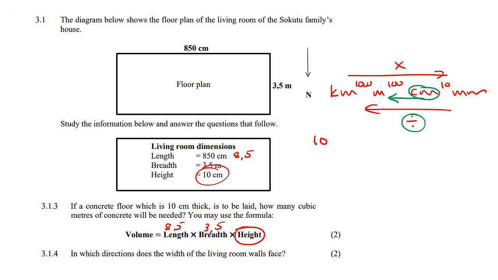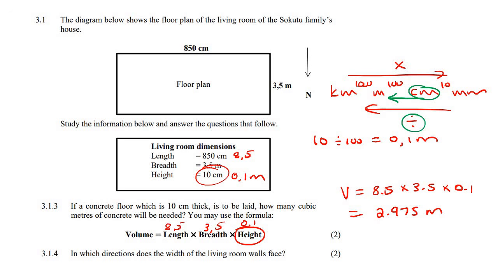So we're going to say 10 divide by 100, and that'll be 0.1 meters. Okay, so now you can go work out the volume by just saying 8.5 multiplied by 3.5 multiplied by 0.1. And that'll give us 2.975 meters cubed. Cubed because we're doing volume.